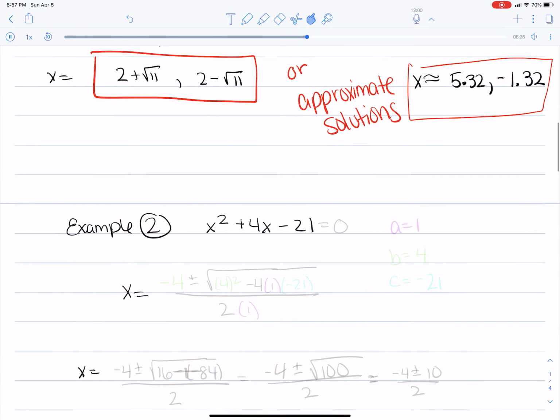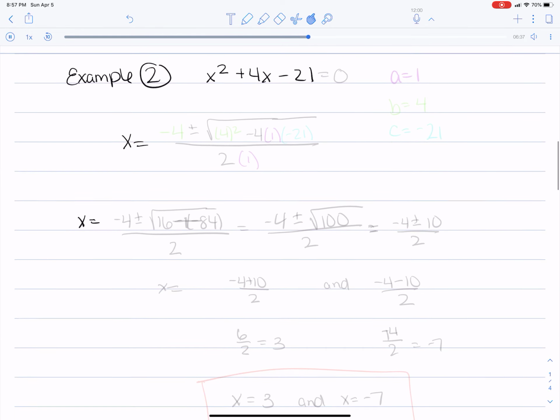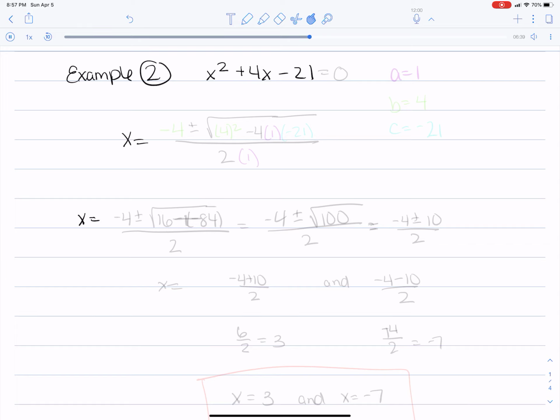All right, now let's look at example 2. So we have x squared plus 4x minus 21. All right, so I'm going to list my a, b, and c again. So a is 1, b is positive 4, and c is negative 21.